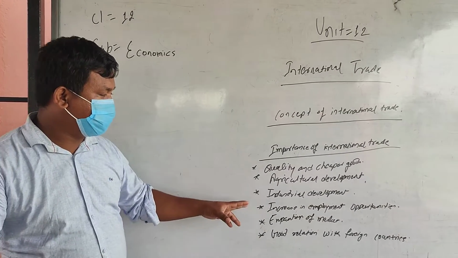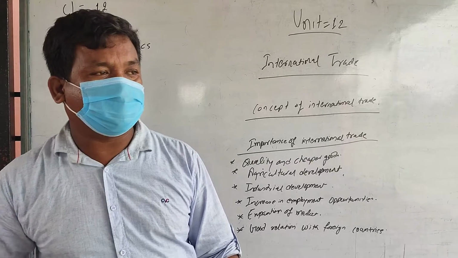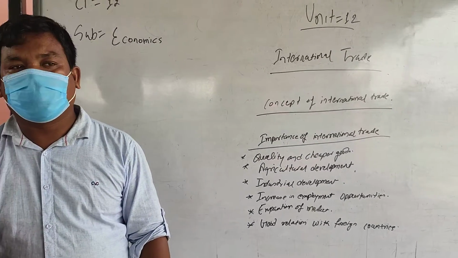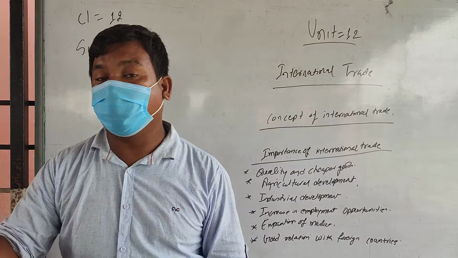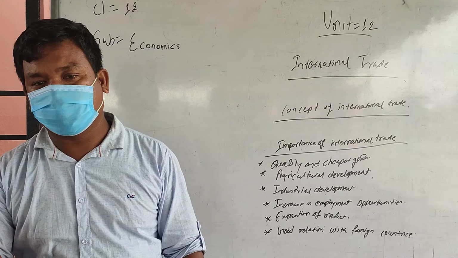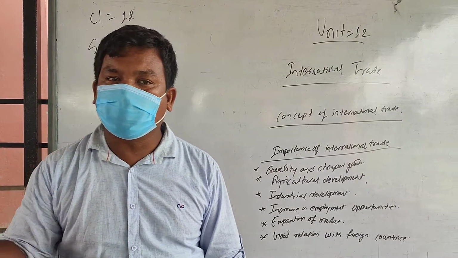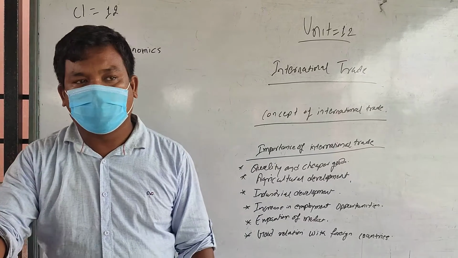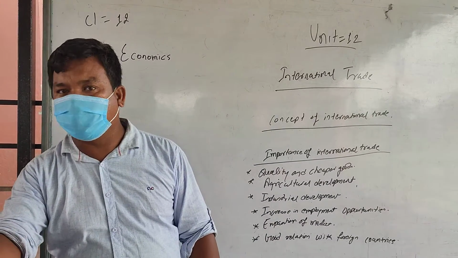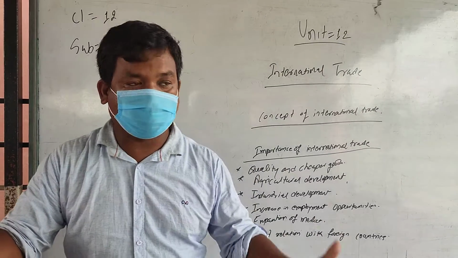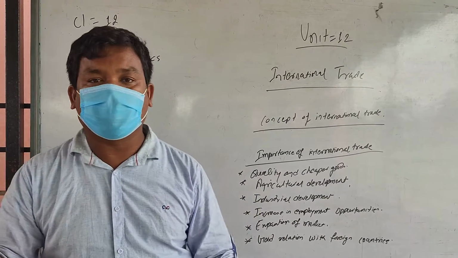Now, number one, quality and cheaper goods. When you talk about international trade, usually those goods whose manufacturing costs are very high in our own country, such goods we can import from other countries. When you import such goods from a foreign country, we can get goods at a cheaper price, plus we can get quality goods.